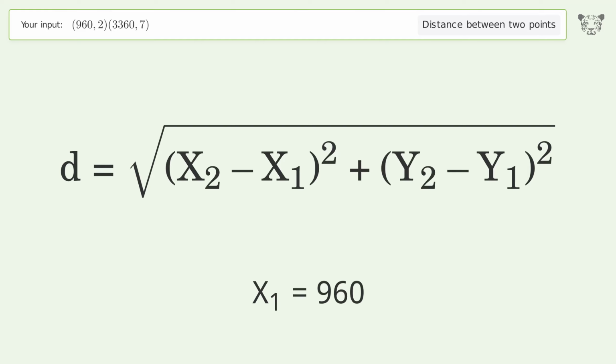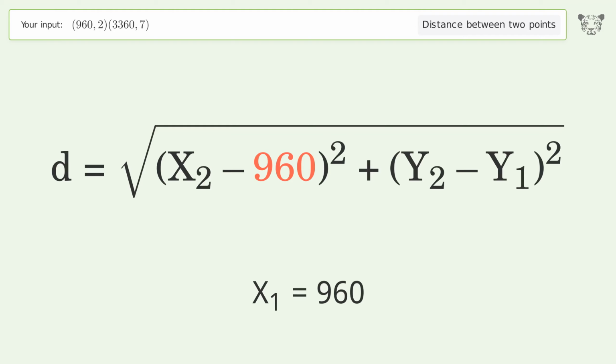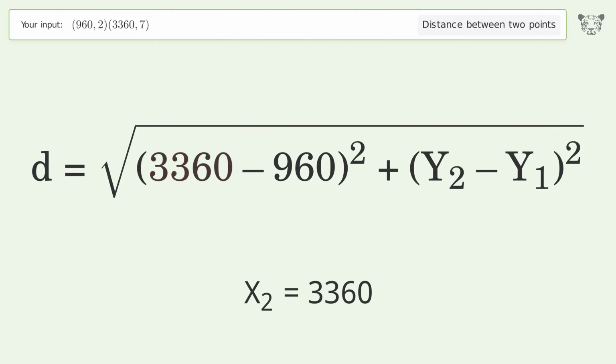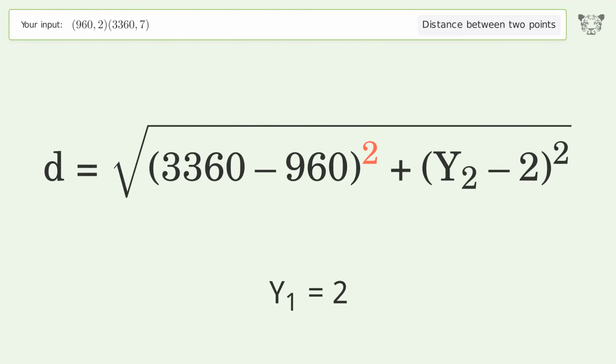x1 equals 960. x2 equals 3360. y1 equals 2. y2 equals 7.